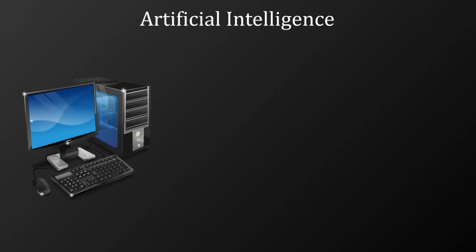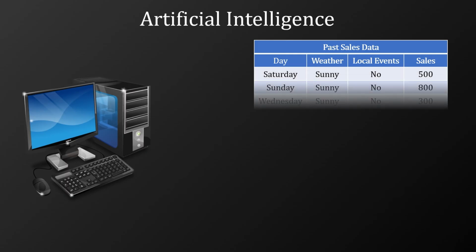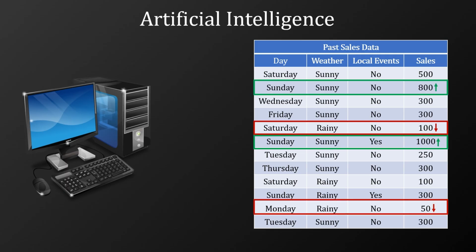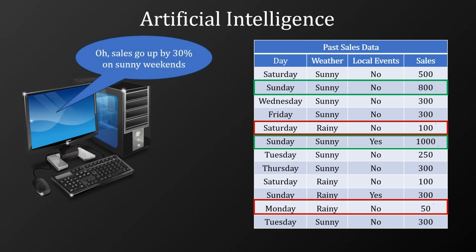With AI, you'd feed the system with past sales data, including information like the day of the week, the weather, or local events. The AI would learn patterns from this data. Over time, it might figure out that sales go up by 30% on sunny weekends, or rainy days mean fewer customers. Now, it can make accurate predictions without you having to write a single rule.